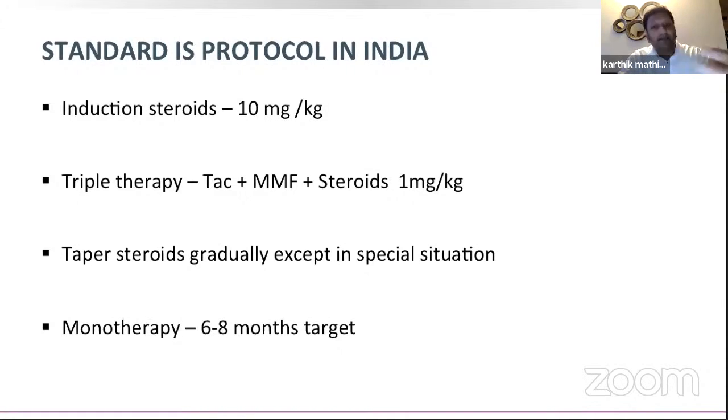Every individual is personalized. Whenever a patient has a very high risk, we can't give him 10 mg per kg. Some people still give 10 mg per kg, but we have seen a lot of sepsis episodes. So we tailor individually according to each patient's profile and disease profile. We gradually taper steroids, except in special situations where the patient has an autoimmune disease or HCV, where we do not rapidly taper steroids. And we target monotherapy, a single immunosuppressive agent, by 6 to 8 months. At least 60 to 70% of the patient population are able to achieve this monotherapy, which is a good thing because it prevents a lot of metabolic complications later.